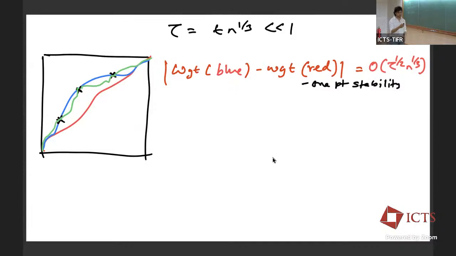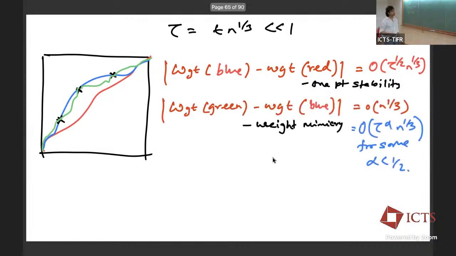So what is the upshot? It's easy to develop this notation where tau is t times n to the 1/3. Recall that t is around n to the minus 1/3, so tau is a number which is much smaller than 1 now. It's somewhat cleaner to work with that. From the weight stability, the weights of the blue and the red path are close. The difference is order tau to the 1/2, where tau is a very small number, times n to the 1/3. N to the 1/3 is a fluctuation, so you can ignore that. Now we have constructed the green path, so we also have to compare the green and the blue.